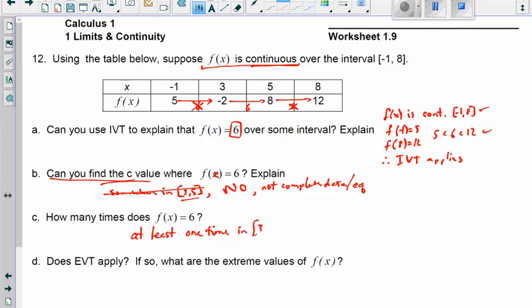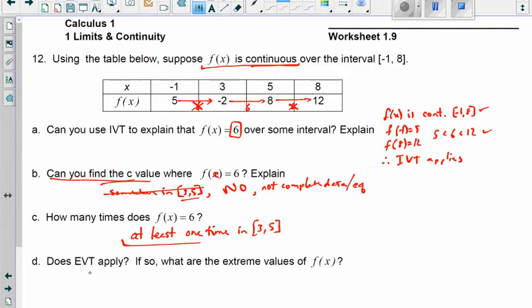And we could even give them more information in the 3 to 5 interval. We can't guarantee it happens other times. It very well could. So we can't guarantee that other information. We are guaranteeing one time because that's how many times we saw the y values surround the 6. So that's what we got. One time, at least one time, 3 to 5. Maybe it happens a lot of times. We can't guarantee it. So at least one.